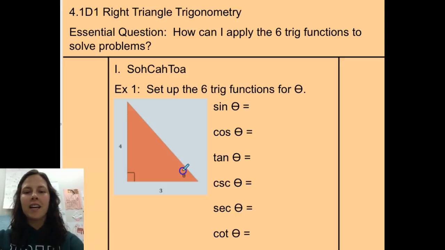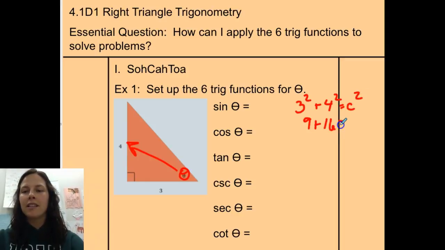Starting off with sine of theta, make sure you identify where that angle is first. Sine is opposite over hypotenuse. But we're missing our hypotenuse, so we need to solve for it. Remember Pythagorean theorem in a right triangle, so we have a squared plus b squared equals c squared. 9 plus 16 is 25, and the square root of 25 is 5. So that's our missing side. And now we can finish setting up the sine: opposite over hypotenuse.